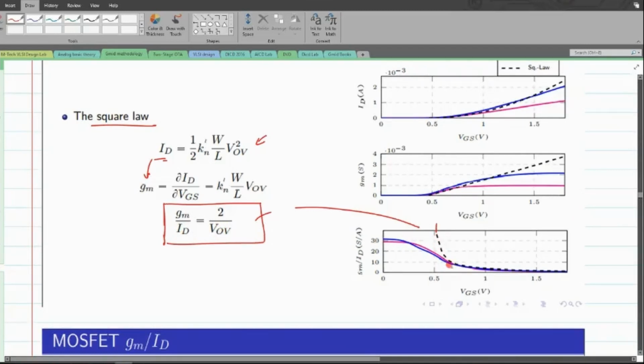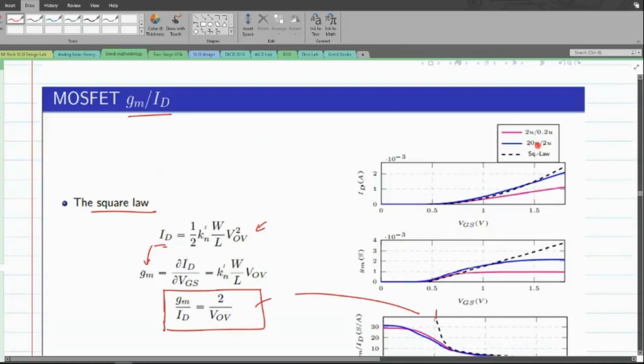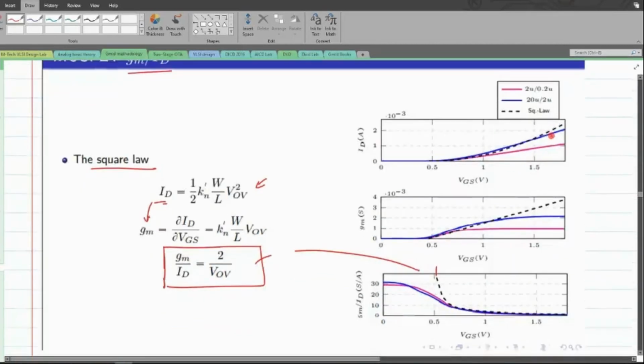But in reality, I have plotted the blue line and the magenta line. These are for different channel lengths. The blue line is for a channel length which is 2 micrometer, whereas the magenta line that I've drawn is for the channel which is of 200 nanometer. So clearly the prediction of having this GM over ID be infinity is not valid when I'm trying to have a value of VGS that is less than the value of VT. They are actually different.